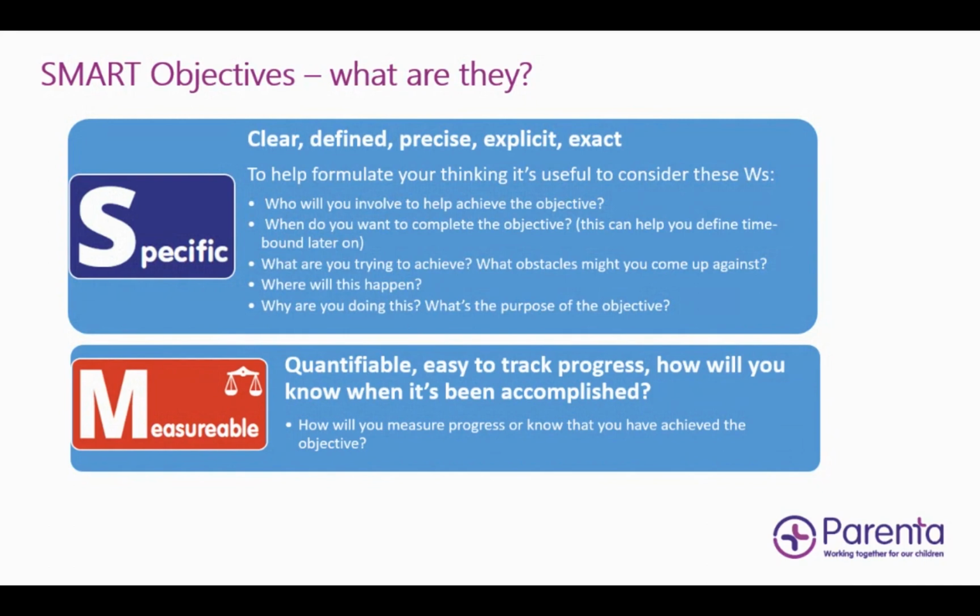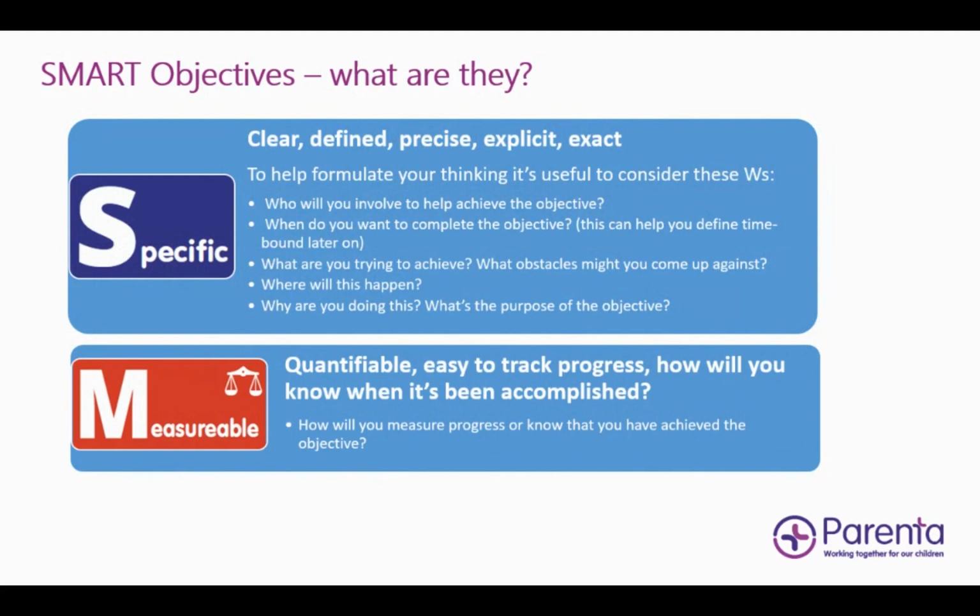The next one is measurable, so quantifiable. Is it easy to track the progress? Some objectives you can clearly attribute a number to. So, for instance, sales teams' targets usually are numerical based. Some of the finance teams' objectives can be numerically based, whereas other teams, it's a little bit more difficult to attribute number goals to things, but you can make them quantifiable. So identify how you will track your progress. How will you know when you've achieved that objective?